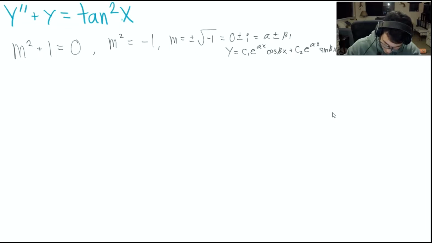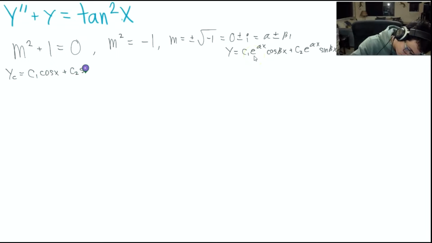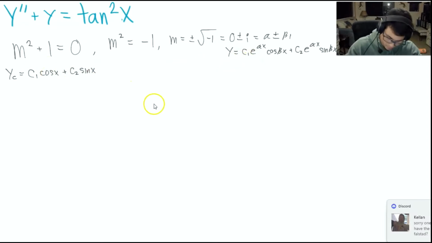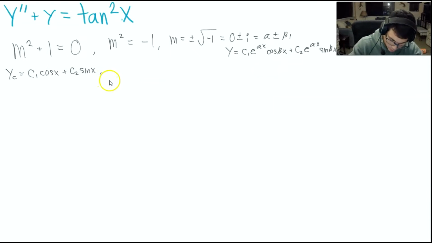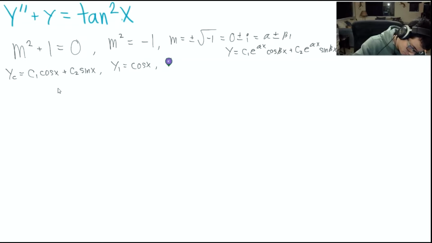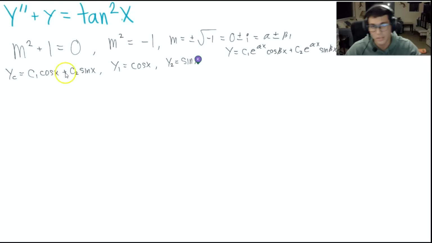So, y_c is equal to c1 e to the alpha x cosine beta x, and that's just going to turn into c1 cosine x plus c2 sine x. That's all it is right there. And then y1 is cosine x and y2 is sine x. You don't actually need to write that step if you just want to skip steps and jump straight to y1 is cosine x, y2 is sine x, but I don't recommend doing it.